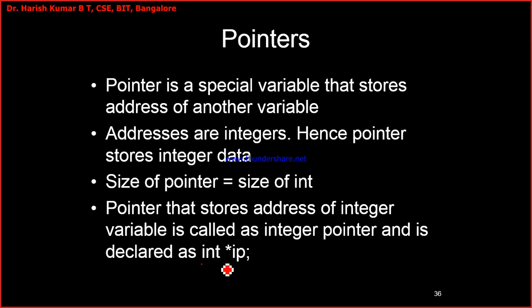Instead of saying int star IP, if you just make it void star IP, then this is a universal pointer. So that means you can assign the addresses of anything to this. When I write int star IP, I can only assign the address of another integer variable, but this void star IP can store the address of anything. It can store the address of a character, a float, or an integer, etc.